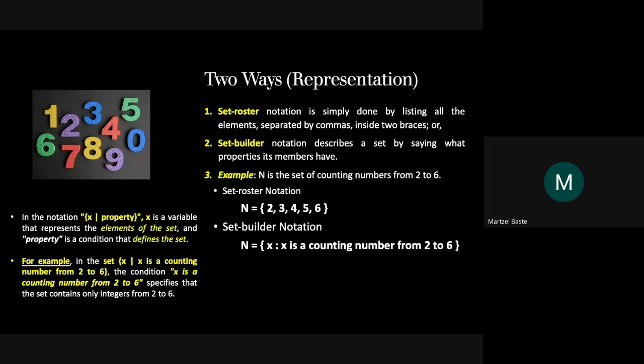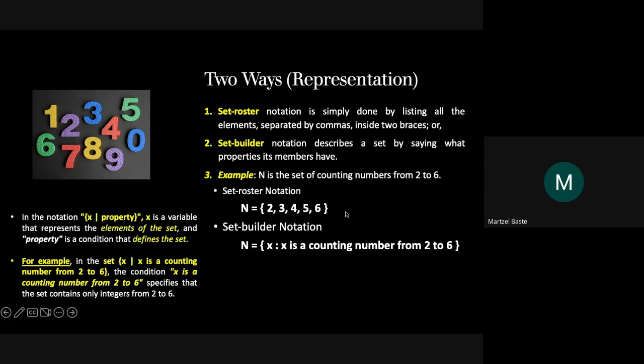Now, similar is set builder notation, only that we use a certain symbol. For instance, we have here set builder notation x such that x, you read that as x is an element of a particular set which is a counting number from 2 to 6. So example, N is the set of counting numbers from 2 to 6, any number between 2 and 6 inclusive. If we represent it via set roster notation, this is how we do it. N is a set where it contains elements 2, 3, 4, 5, and 6.